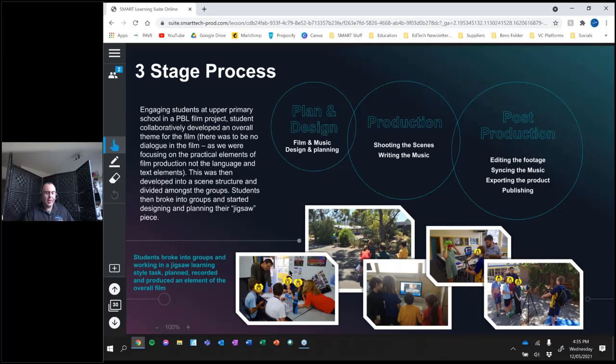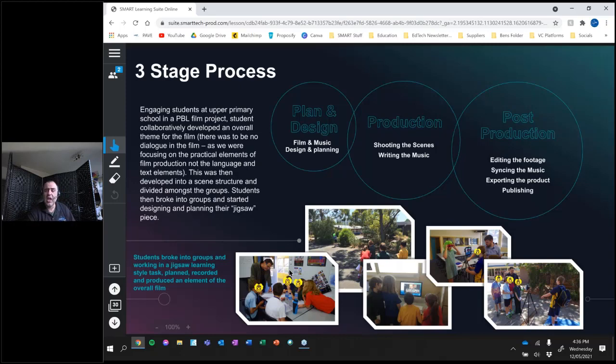Because there was a lot of students doing this, we broke it down into what's called a jigsaw activity. After we had planned the overall theme of the story, every different student group was given different themes, so that we had students all actively engaging in different parts of the movie that were then clipped together at the end to create an overall scene. Because of that, there was no dialogue. We were just focusing on the practical elements of the production, not the language text.